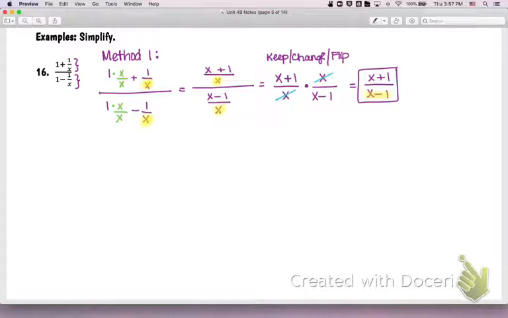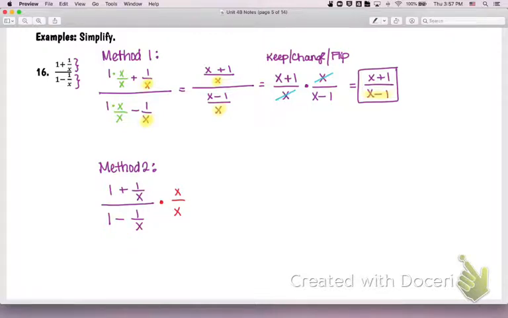So that's your first method. Depending on the problem, that's going to be more work. So you definitely can choose. Method 2 is the one that I like better. Multiply by the LCM of everything. So if we start with this fraction, 1 plus 1 over x over 1 minus 1 over x, this is an example of where this one is much faster. The LCM of 1 over 1, 1 over x, 1 over 1, and 1 over x is just going to be x. So what we can do is multiply this fraction by x over x, whatever your LCM is.